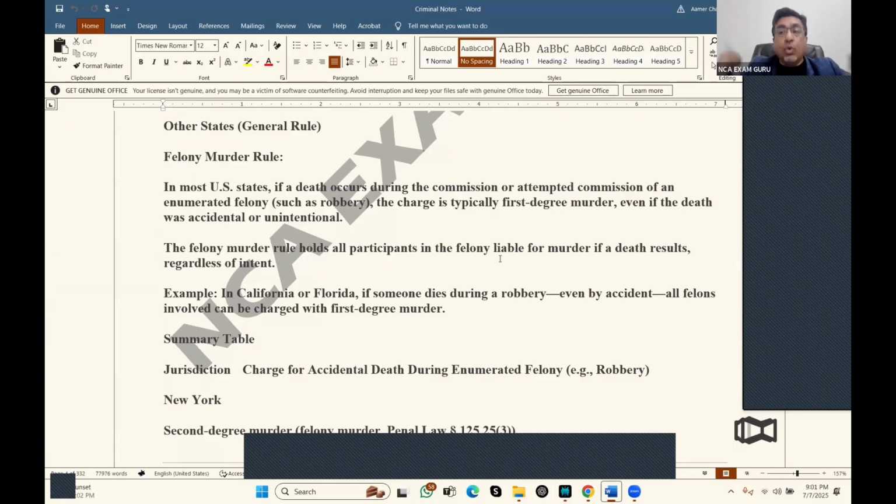Of course, then we have to go into second degree murder or could be manslaughter. You will get the marks for this.